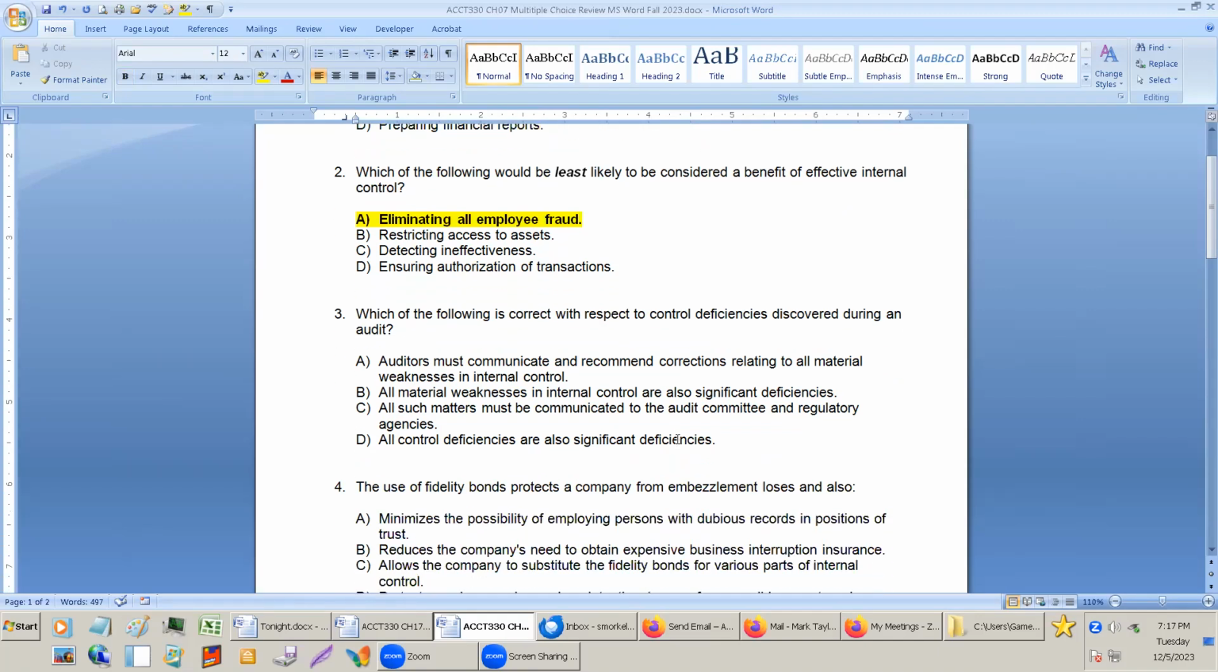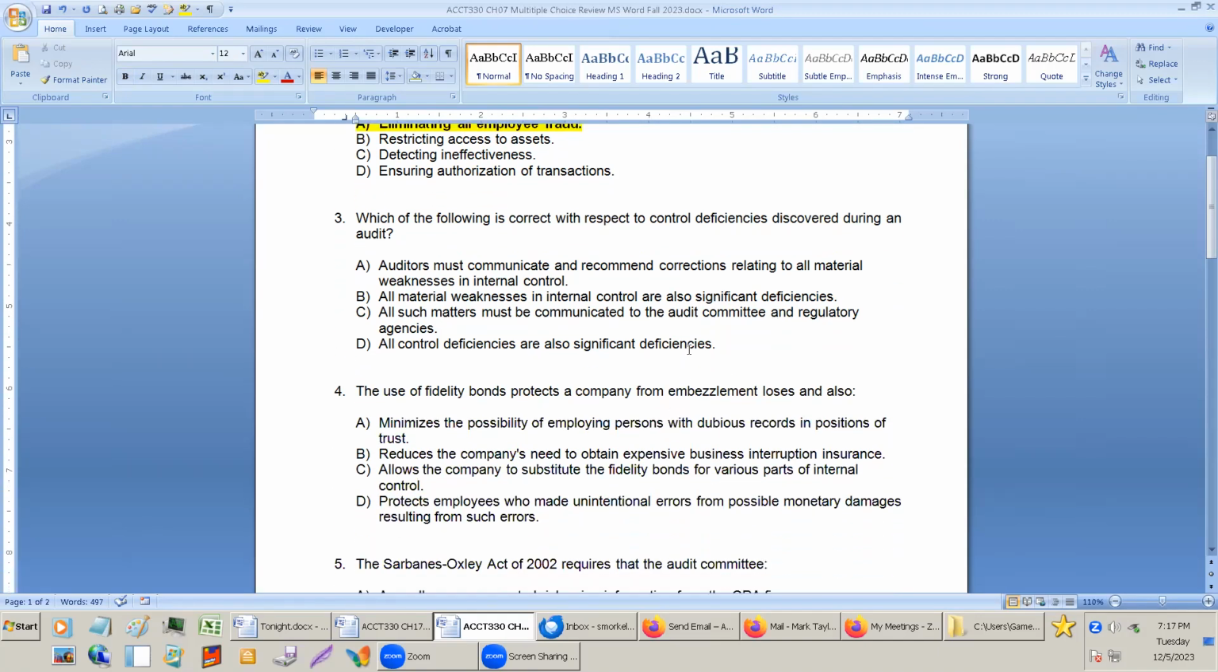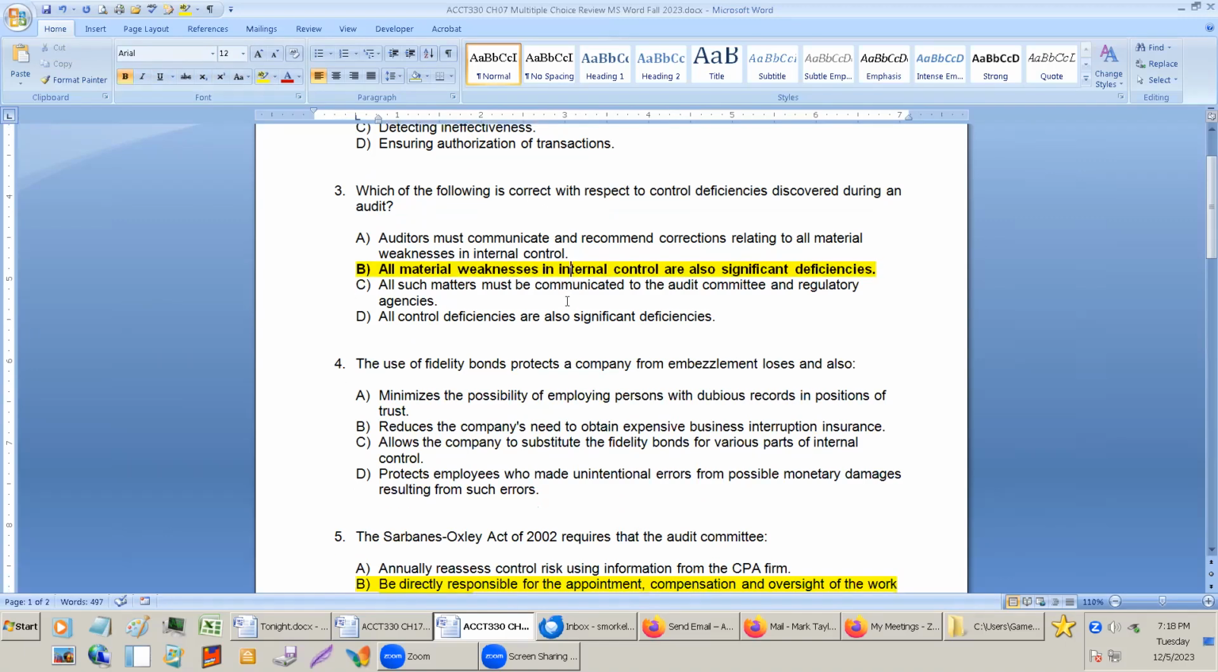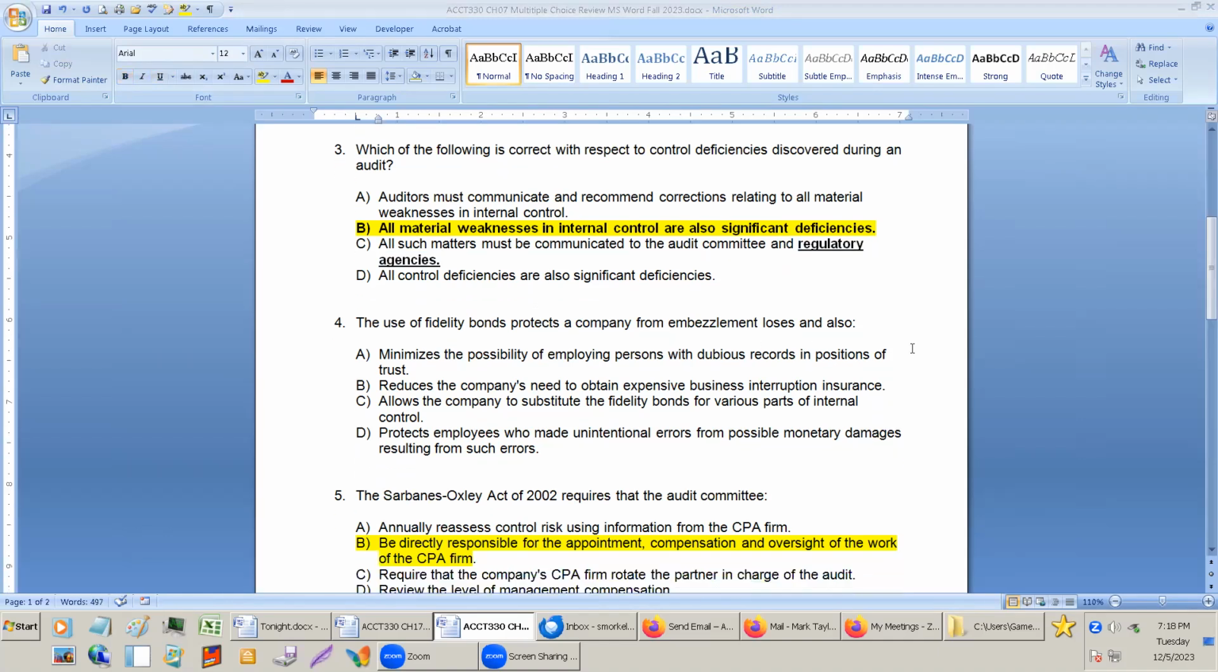Which of the following is correct? The first one. We do not contact regulatory agencies generally in accounting or auditing. We have a fiduciary duty to the client. Sometimes we may have to.